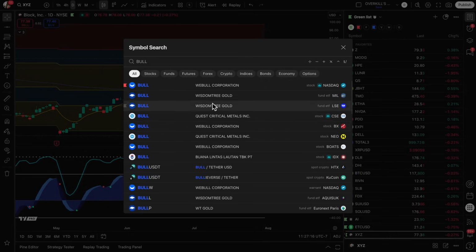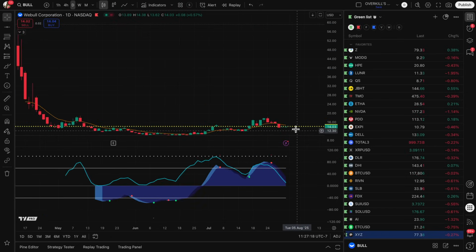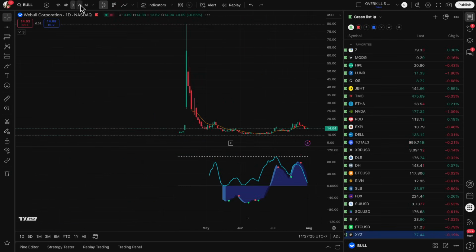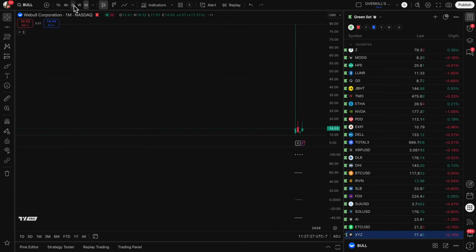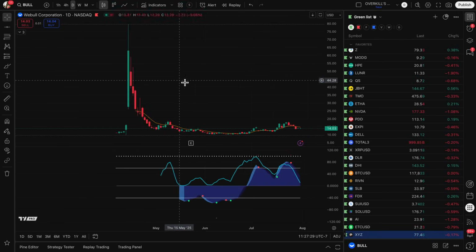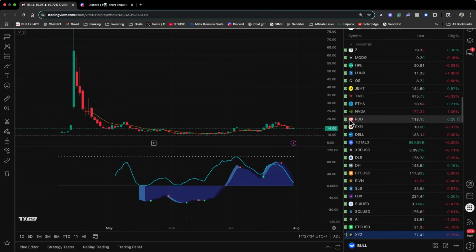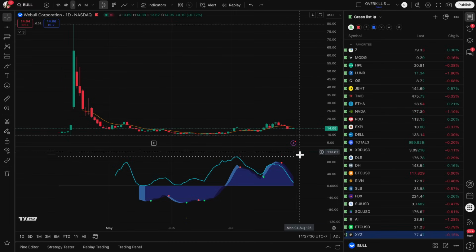Bull. This is Webull. That one's building the base right there at around 14, it looks like. I'd be watching the 4 hour on this one. Watch for the 4 hour dot. Monthly looks good. I think Bull looks good. I personally like Robinhood more than Webull, so I'm not an investor in Webull, but it looks interesting.